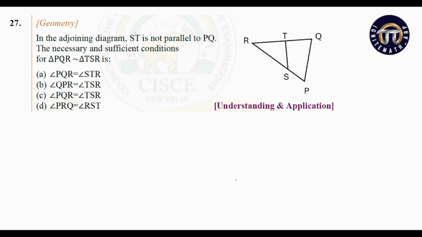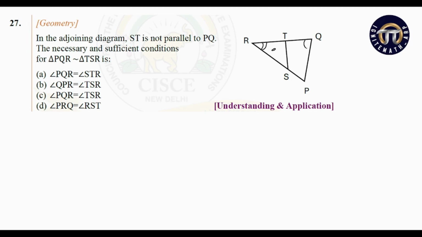Yes children. So now let us move to the next question, that is question number 27. In the adjoining diagram, ST is not parallel to PQ. It is already given to you that this side ST is not parallel to PQ. Then the necessary and sufficient condition to prove that PQR and TSR are similar triangles. See, obviously for both the triangles, PQR the bigger triangle and TSR the smaller triangle, you know that R is the common angle. That one criterion holds good. But one more angle I need to relate from the smaller triangle and the bigger triangle.